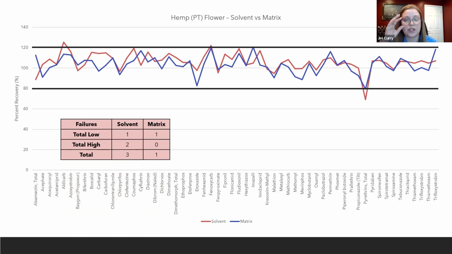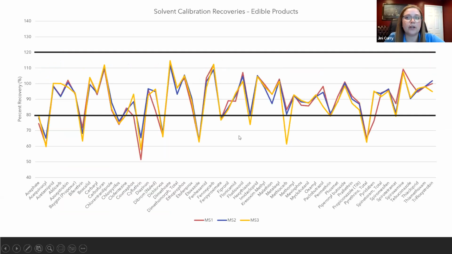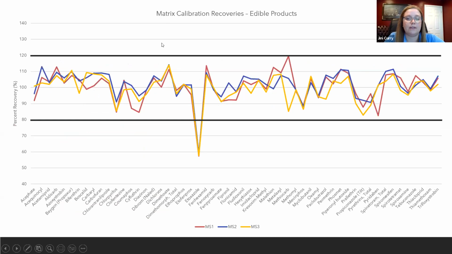So the total failures there were 3 and then 1. So this sample is going to be the edible samples. And for this, you can see that we're looking at 3 different types of edibles, again, measuring that recovery of 80 to 120%. And this is our solvent calibration. So edibles recover fairly well in solvent. You do have a little bit of a spread. You have some things recovering close to that 80, but really the matrix isn't too impactful.